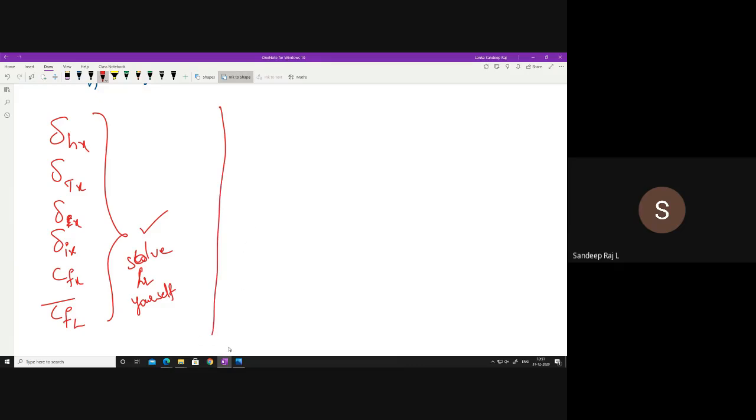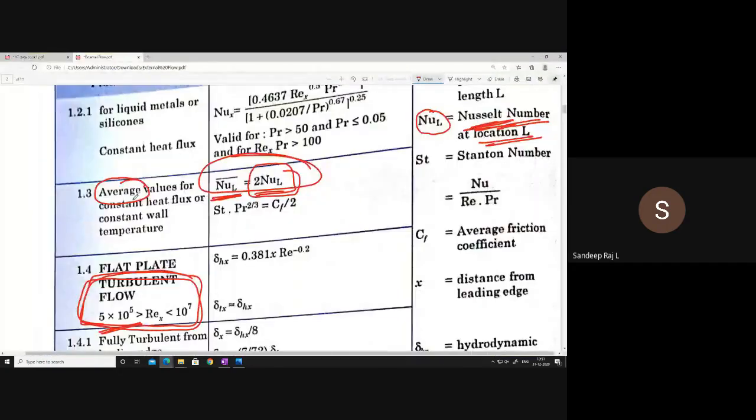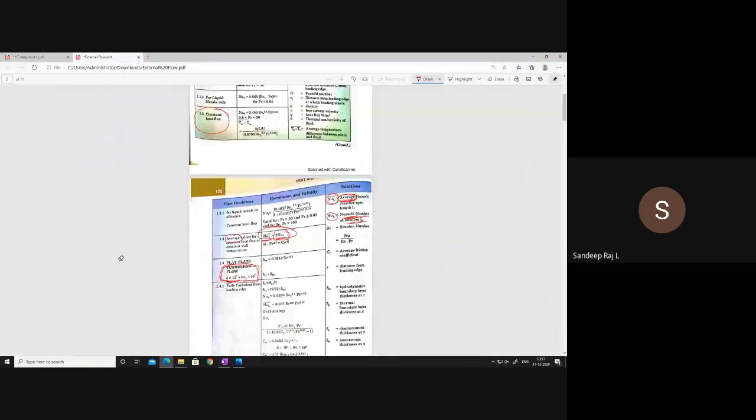See, h. What you can do in general, you will go to this page and you will see that it is a constant wall temperature case, and you will use this formula and solve it. That is one way of solving the given case. But here you may not use this particular formula. What you have to do is you have to use this one.